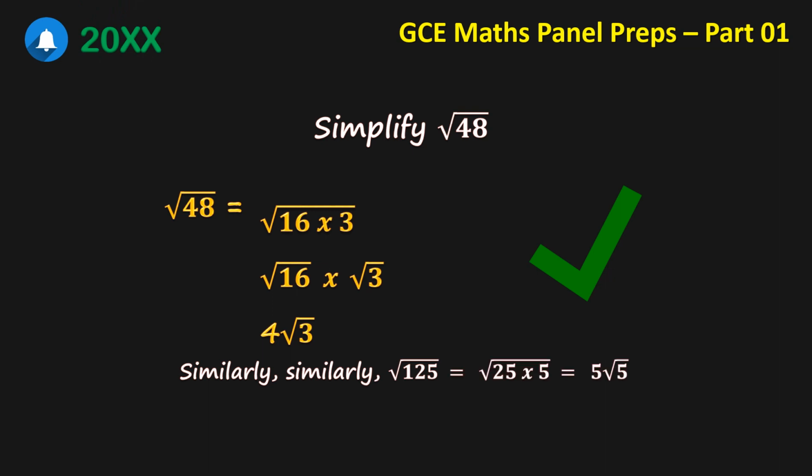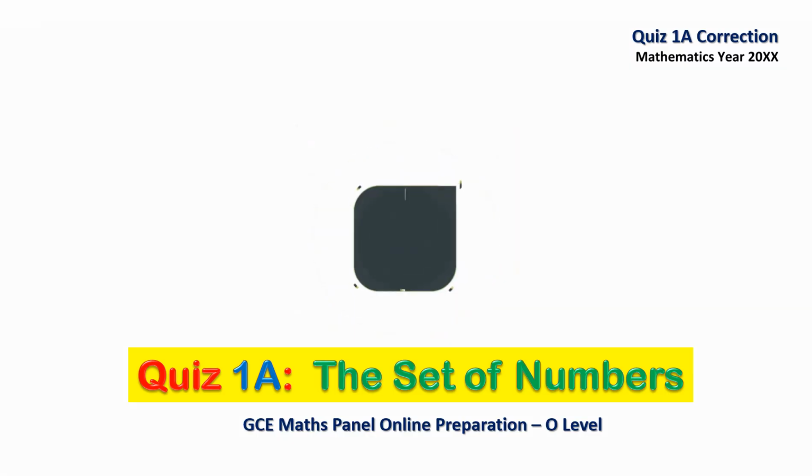Similarly, root 125 is root of 25 times 5, which is 5 root 5.